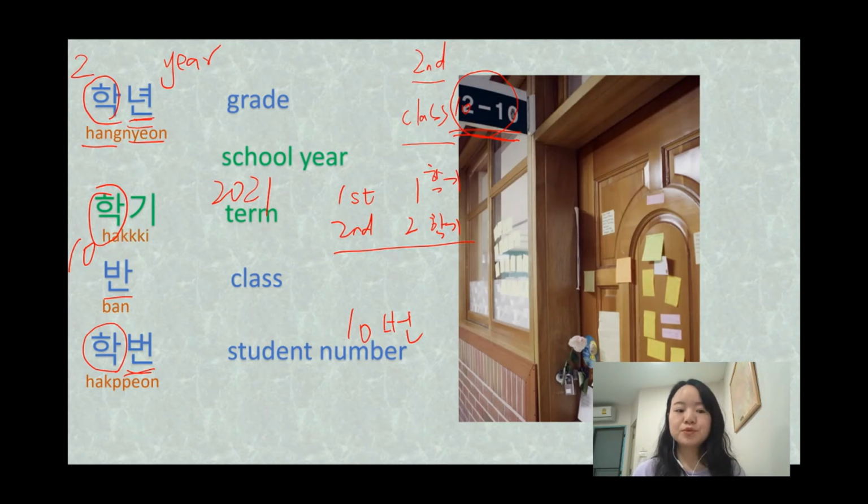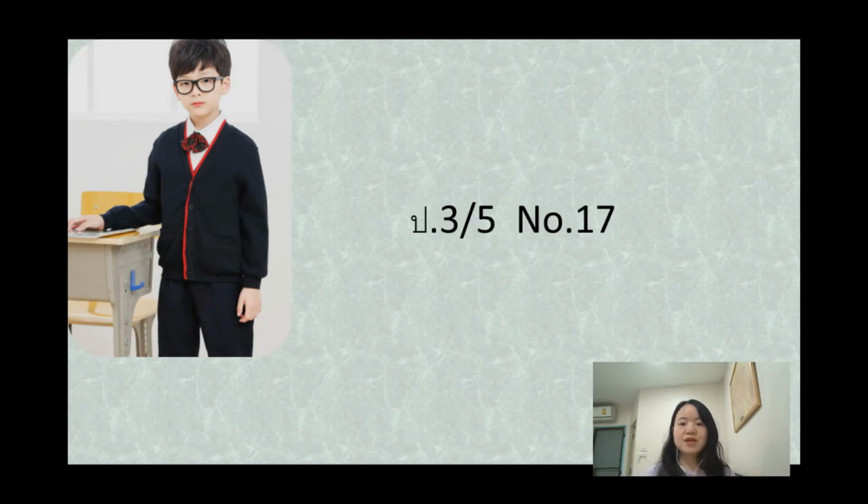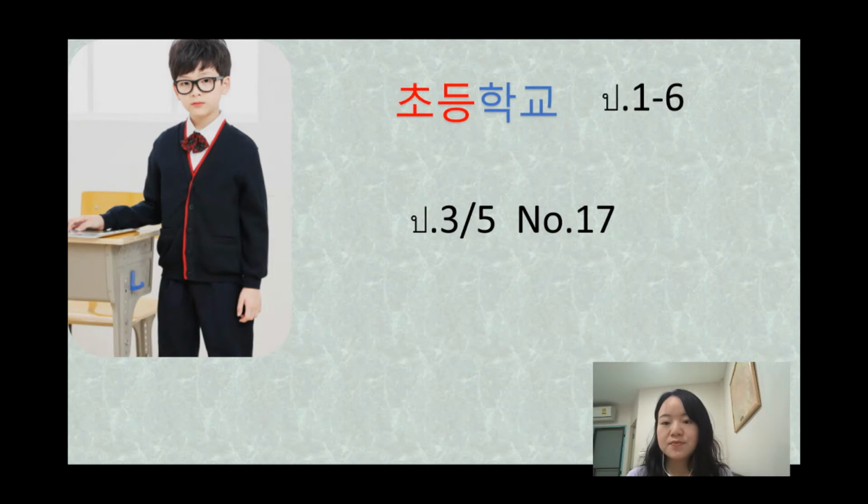Now, look at him. So, which step is he in? Elementary school, middle school, high school? Okay, suppose it's like this. 3, elementary school. The third grade. Okay, so what's it in Korean? So first one, the first year to the 6th year of elementary school, it should be 초등학교, elementary school, 6 years.